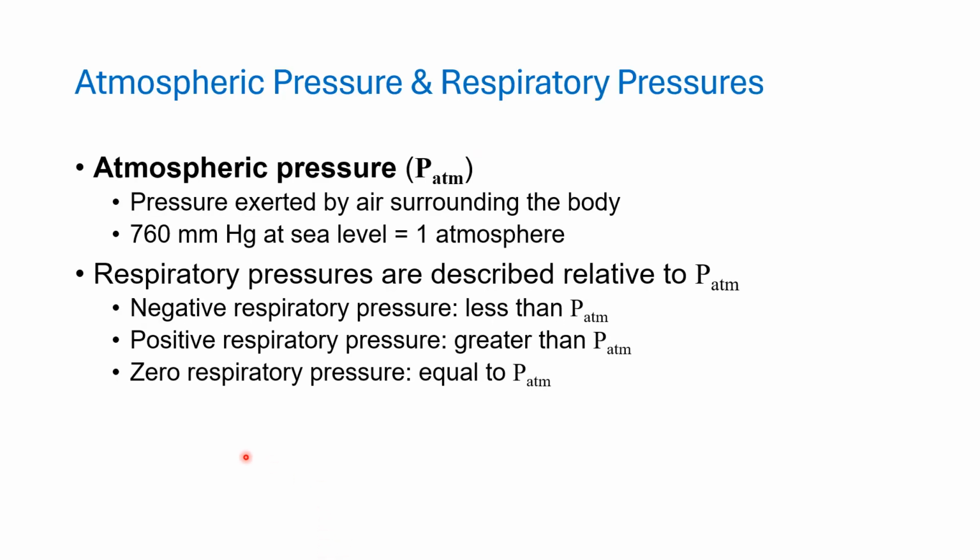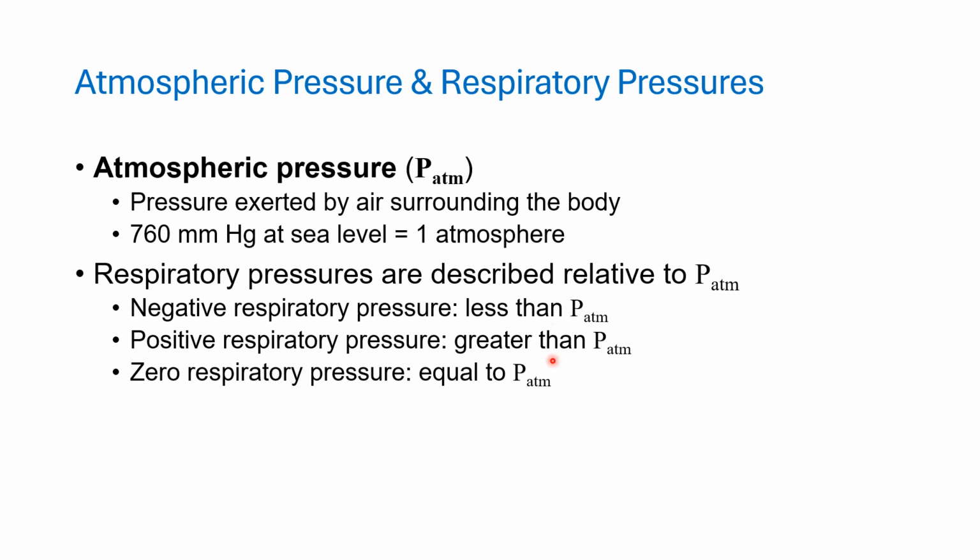To learn about breathing, we have to know about the atmospheric pressure, because our respiratory pressures are described relative to the atmospheric pressure. So the atmosphere around us, the air around us, has a pressure, and it is 760 millimeters of mercury at sea level. So we say that 760 millimeters of mercury at sea level is equal to 1 atmosphere. This is how we write atmospheric pressure: PATM is equal to 1. It means that the absolute atmospheric pressure at this time is 760 millimeters of mercury.